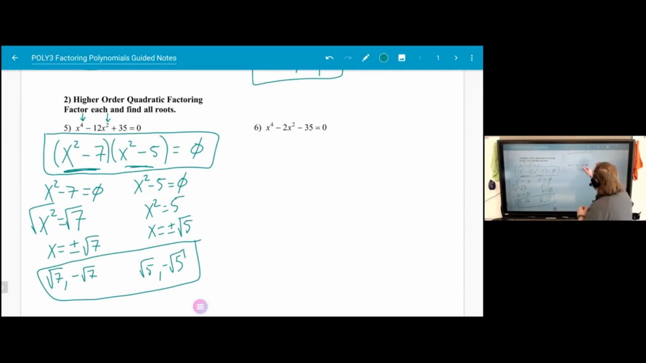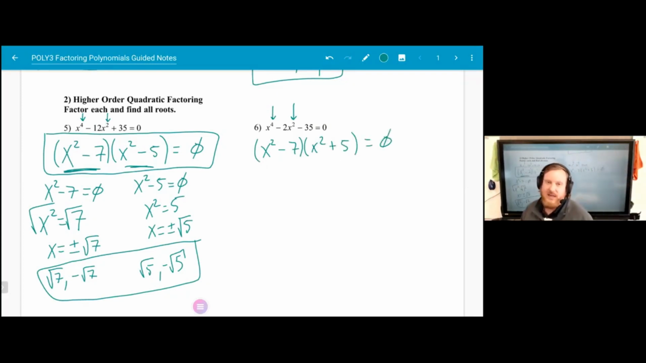Well, this greatest exponent is twice this one. And the difference between this one and the first one, the higher order factoring versus greatest common factor, there's no greatest common factor between x to the 4th, negative 2x squared, and negative 35. If there was, I'd pull it out, but it wouldn't be a variable anyway in this case. Do the same thing. What multiplies to negative 35 adds to negative 2? Well, in this case, we're going to end up with x squared minus 7 times x squared plus 5. Yes, they look very similar, but there's a reason I chose this as our second example.